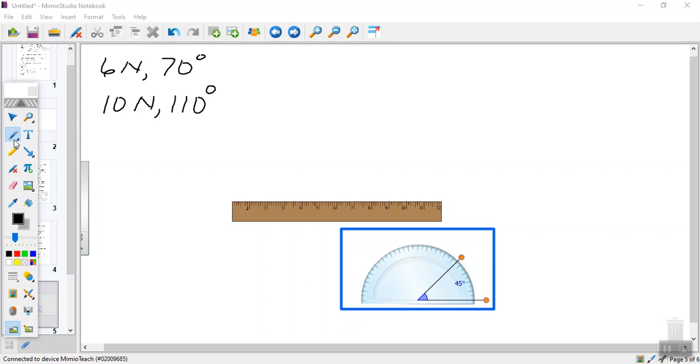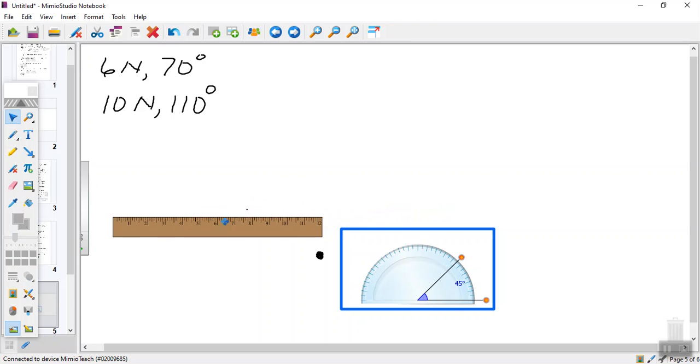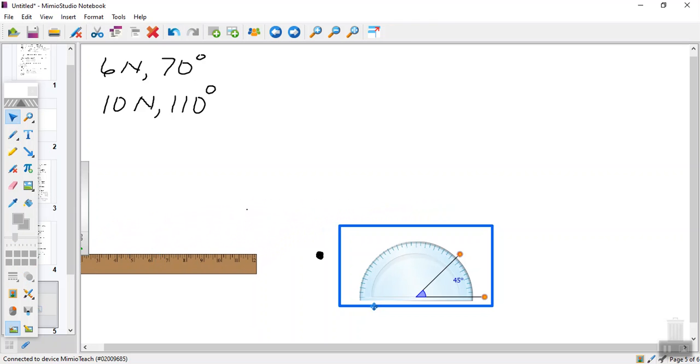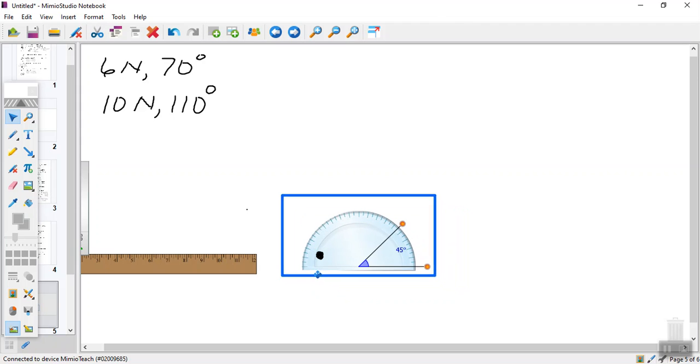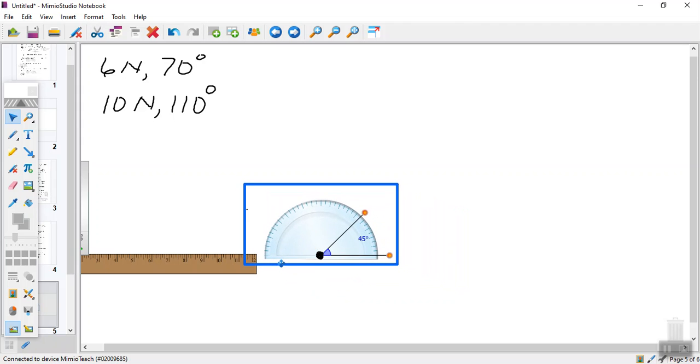Here's the deal. We have an object. I don't know what my object is, but I'm going to say my object is right here. Okay? We know that there is something pulling on this at 6 newtons at an angle of how many degrees? 70. Okay, let's do this. Here's what I'm going to choose to do. We're going to form a 70-degree angle here. That's pretty close to where that object is, right?